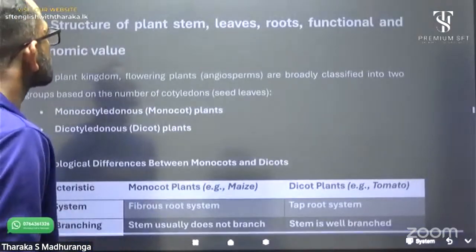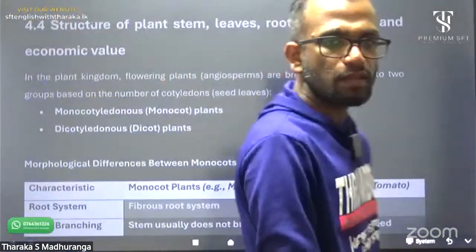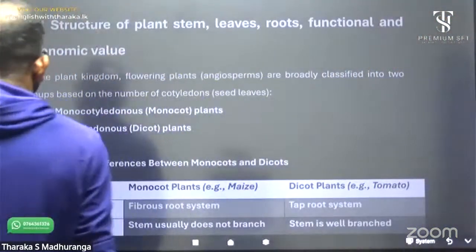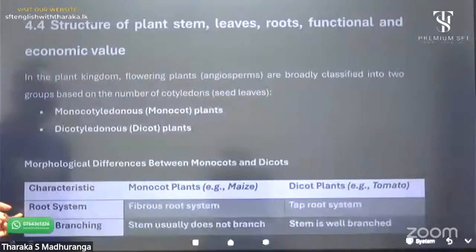Okay, the structure of plant: stem, leaves, root, and their function and economical value.